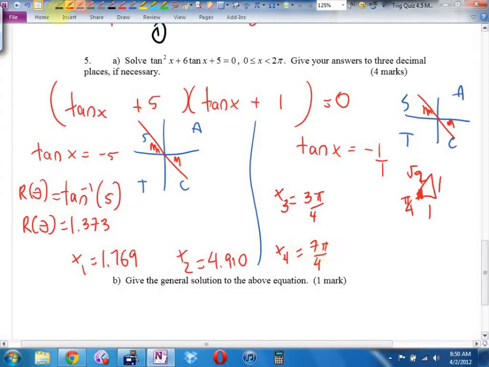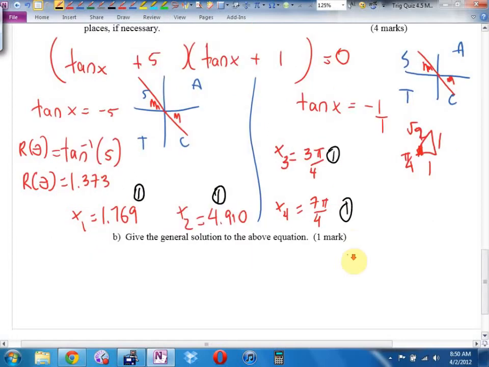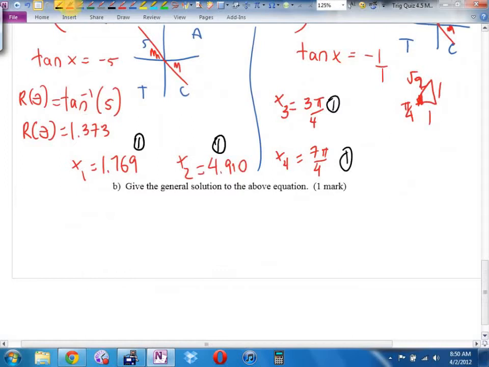Here, with 4 marks and 4 angles, I'll go 1 mark, 1 mark, 1 mark, 1 mark. Then they want the general solution. Okay.